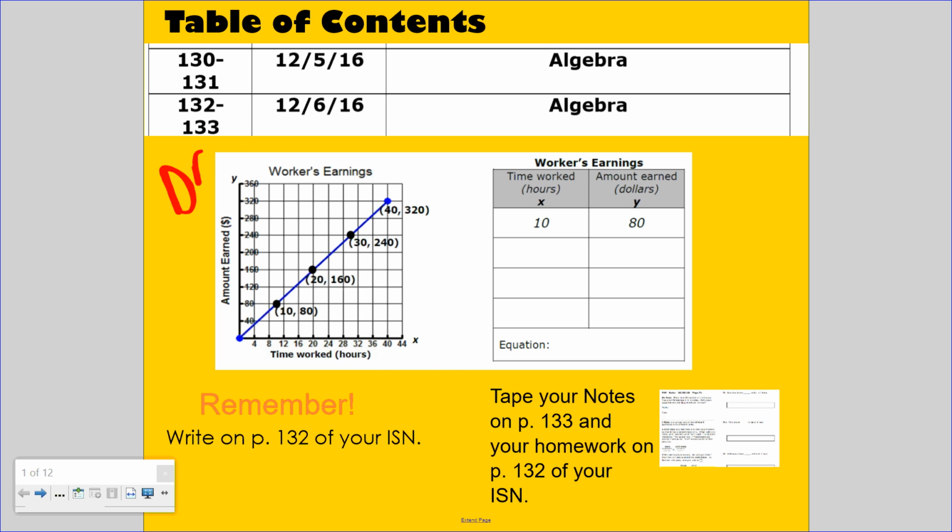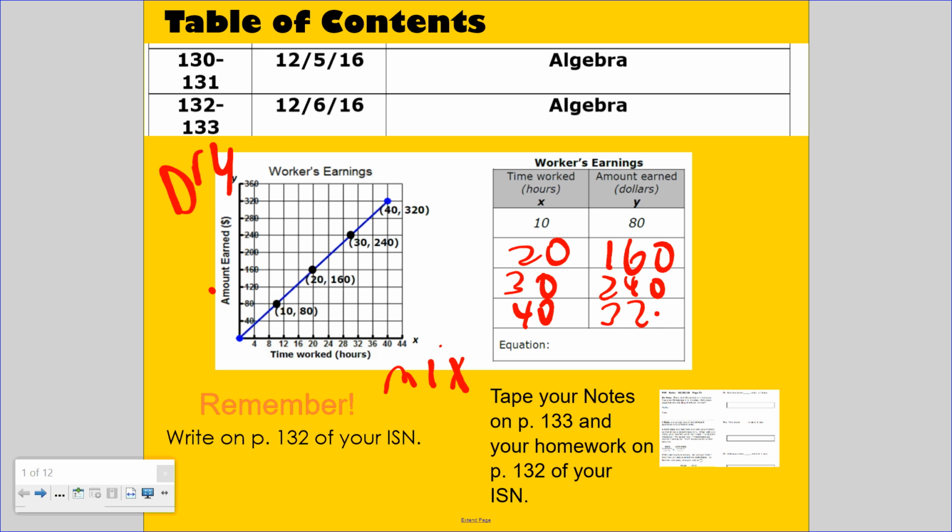Again, how do I know that? By this. You can manipulate the independent axis, and the dependent responds to it. So the amount earned depends on how many hours you work. If someone worked 10 hours, they earn $80. They work 20 hours, they make $160. They work 30 hours, they make $240. They work 40 hours, make $320.